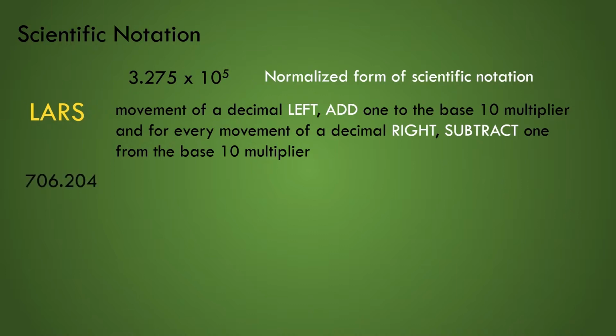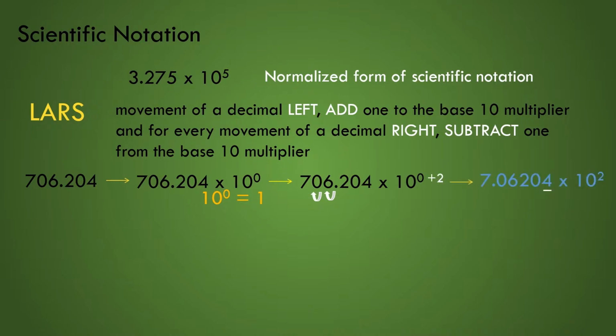For example, a number like 706.204, we can assume an analogous form of 706.204 times 10 to the 0th power, where 10 to the 0th power is equal to 1. To write the number in a normalized scientific notation, we move the decimal left two places, and using LARS, we now know that we must add 2 to the exponent to give us 7.06204 times 10 to the second power.